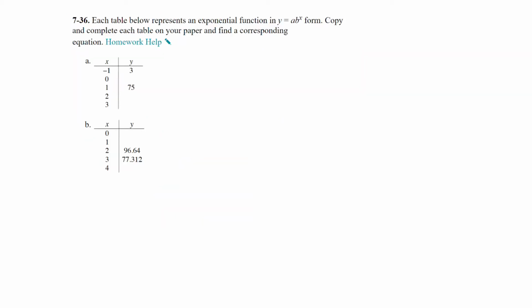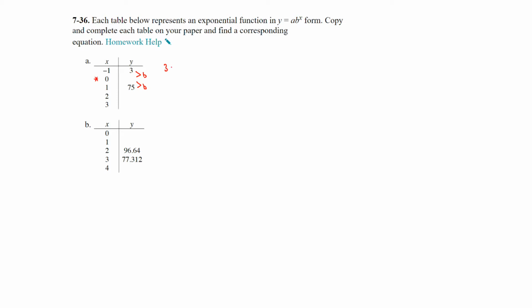Question 36. Each table below represents an exponential function in y equals a times b raised to the x form. Copy and complete each table on your paper and find a corresponding equation. So we need to know what the initial is and we need to know what the multiplier is. So on table A, we don't know what the initial is because that's at x equals 0. We don't know what the multiplier is because it's not given, and we're missing a value right here. But we know 3 times b will give us that value, and then that value times b will give us 75. So let's use that to help us identify what the multiplier is.